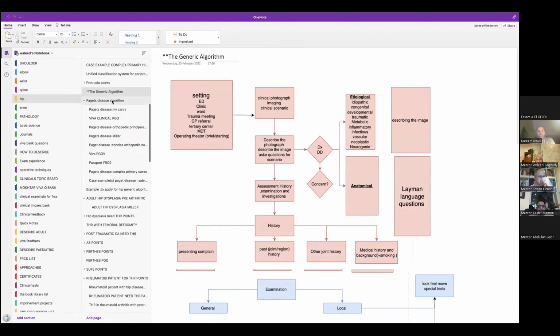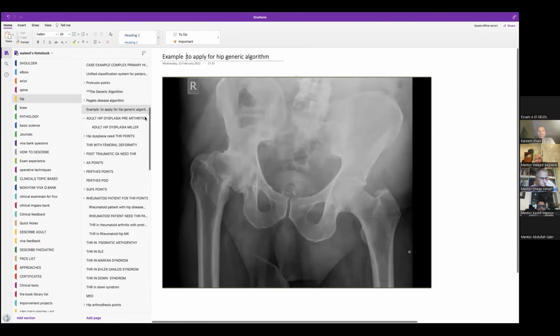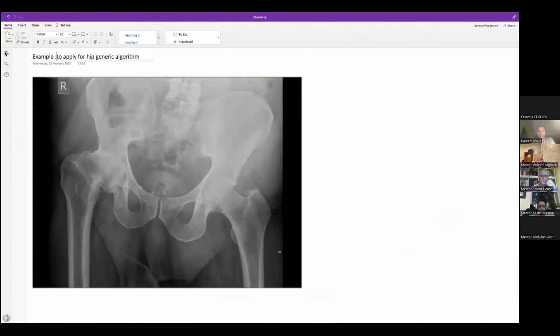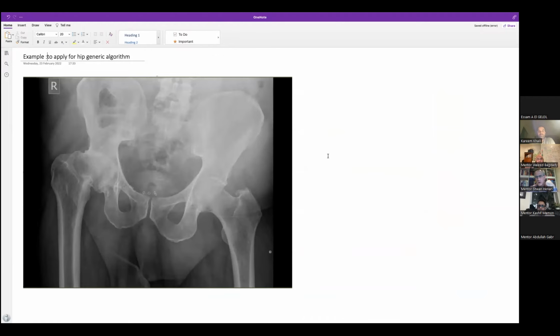This is a generic Paget disease. I will put another case, for example, and I will need someone to suggest. This is an example of how to apply the hip generic algorithm to sort out a problem. This patient, 49, attended our clinic. He was on the consultant side, not my side. He had a right hip pain. Okay, so Rami Sharif is next.